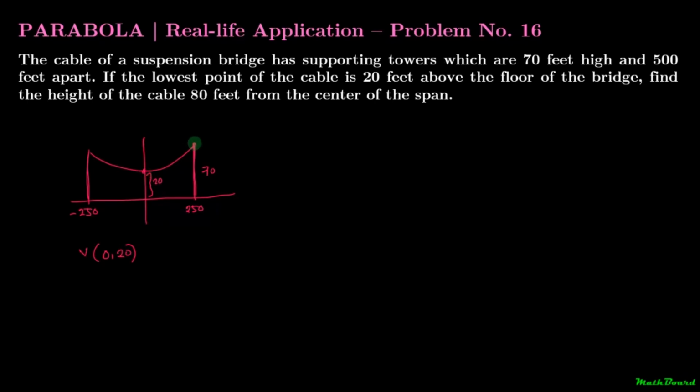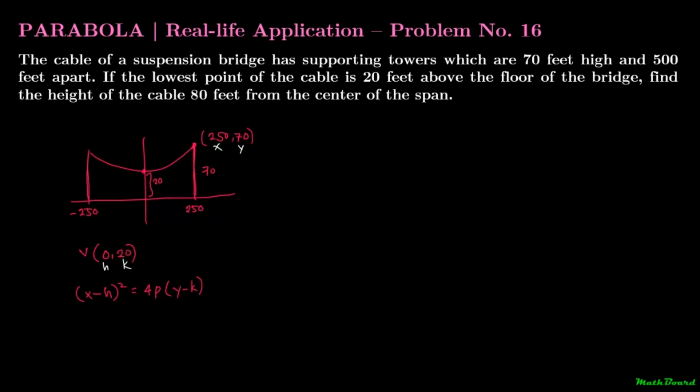Then, may point tayo dito na 250, 70. Okay? Ang parabola natin opens upward, kaya yan ay nasa equation na x minus h squared equals 4p y minus k. Kasi kukunin muna natin yung value ng p. So, may given tayong vertex and may point na 250, 70. Kung i-label natin, ito ang ating h, ito ang k, ito ang x, ito ang y.